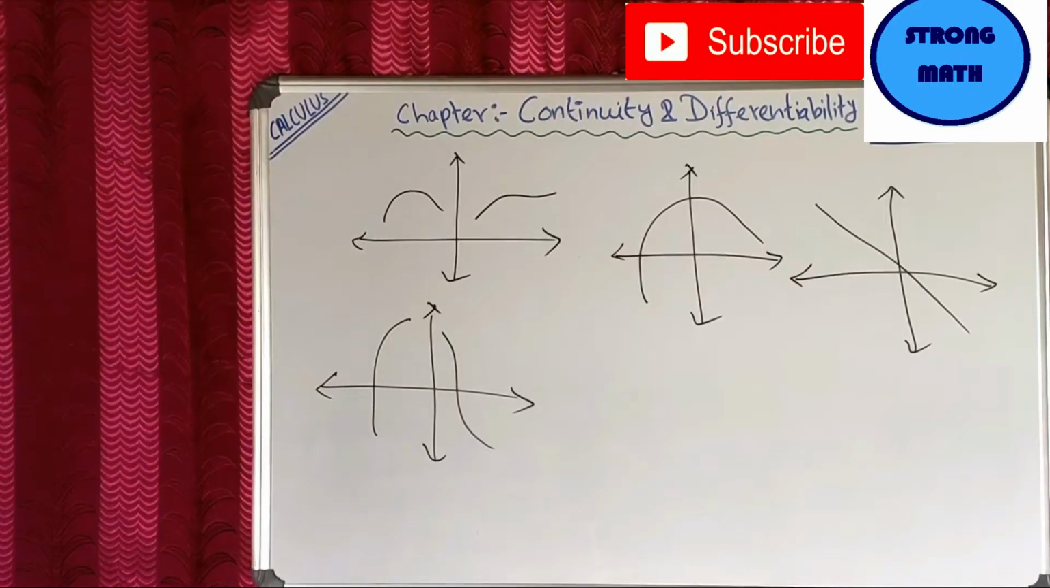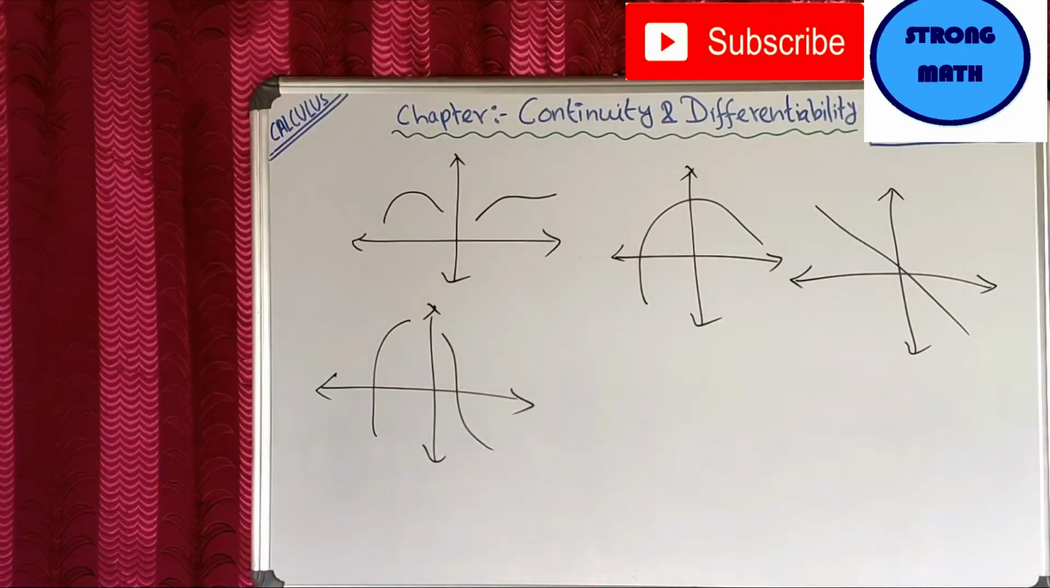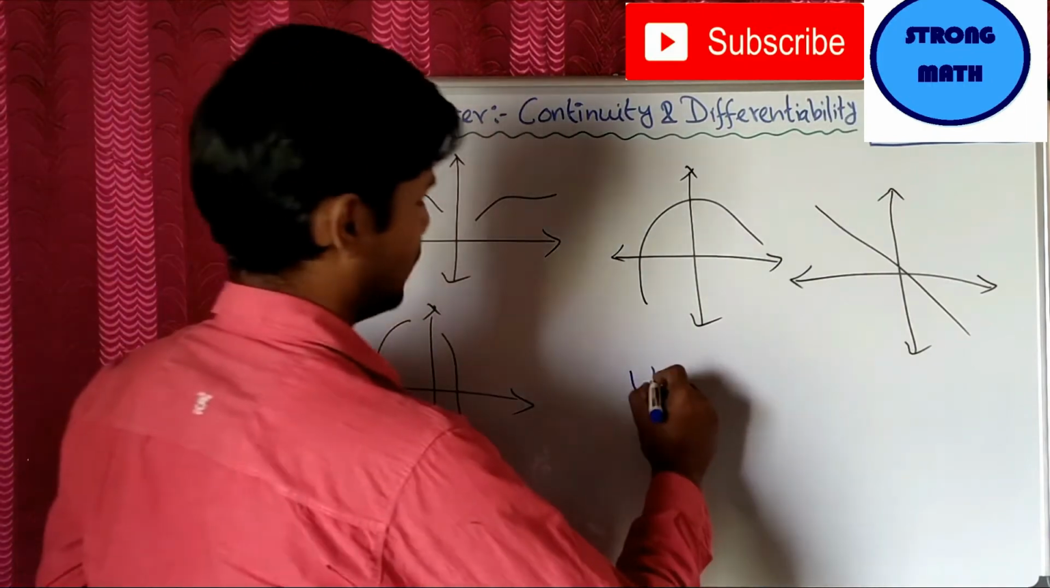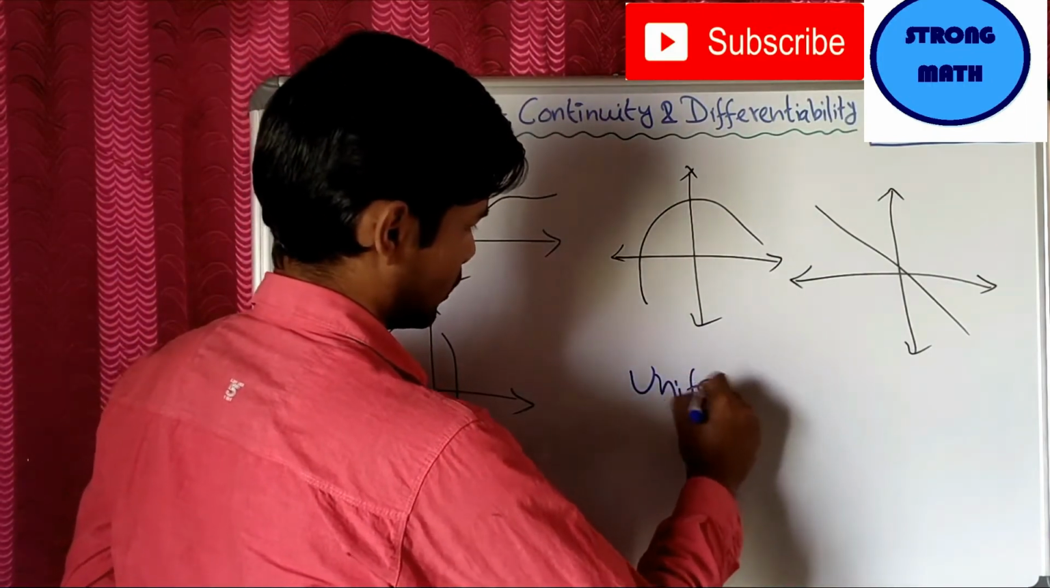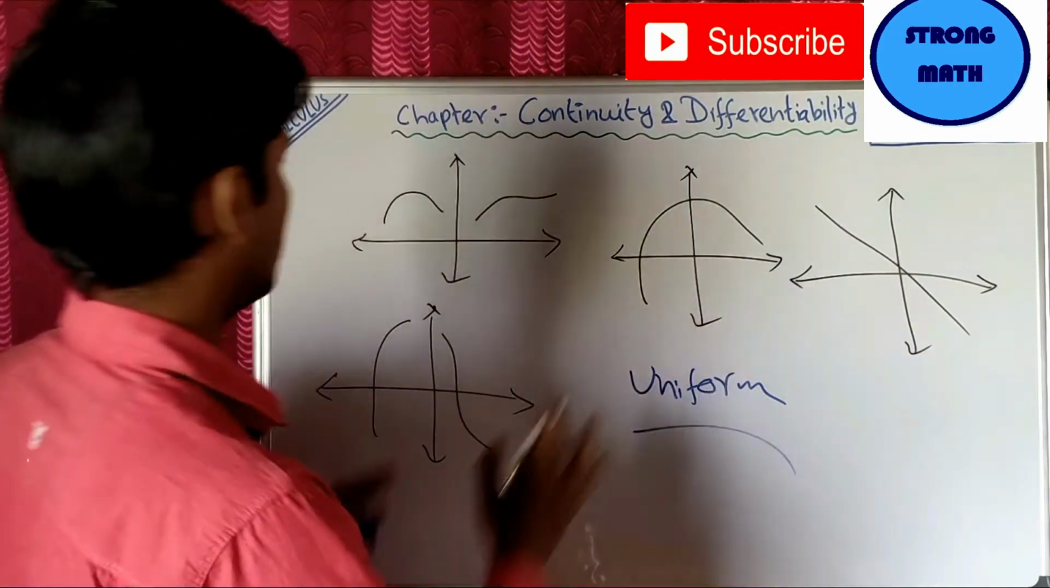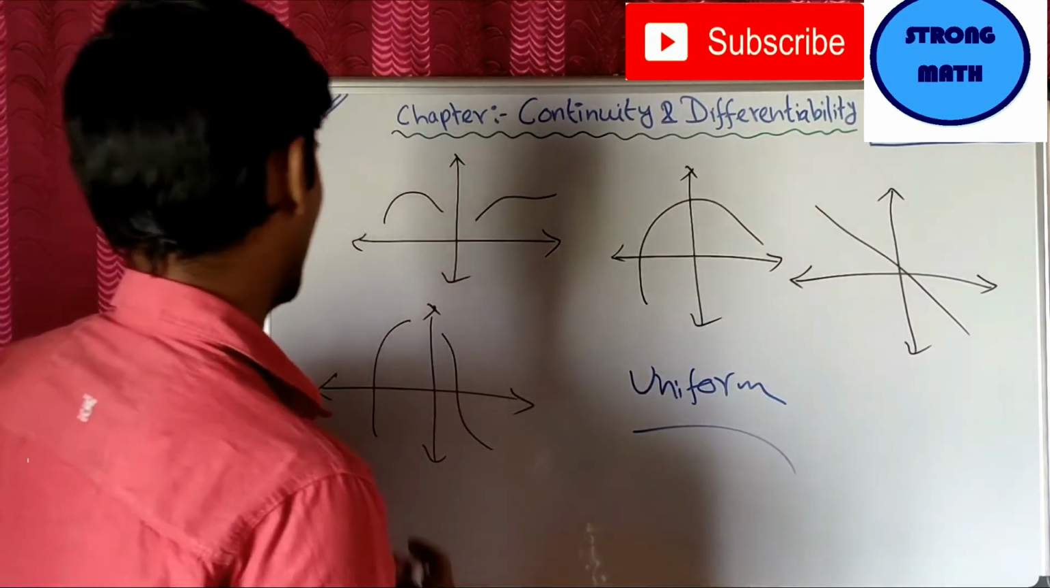We'll start from the calculus portion, and the first chapter of calculus is continuity and differentiability. So today we'll start the continuity portion. What is the meaning of continuity? Continuity means uniformness. Suppose there are 4 graphs I have drawn on the board.